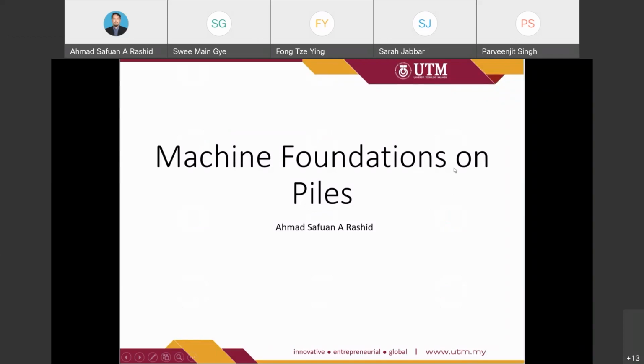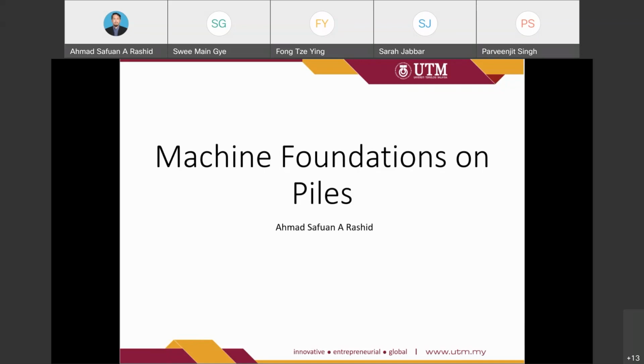So we will continue our third topic, which is on the machine foundation on pile. What we have discussed this morning is the introduction on soil dynamics and also the shallow foundation due to the dynamic load. So now we discuss the machine foundation, where it is located on a pile.